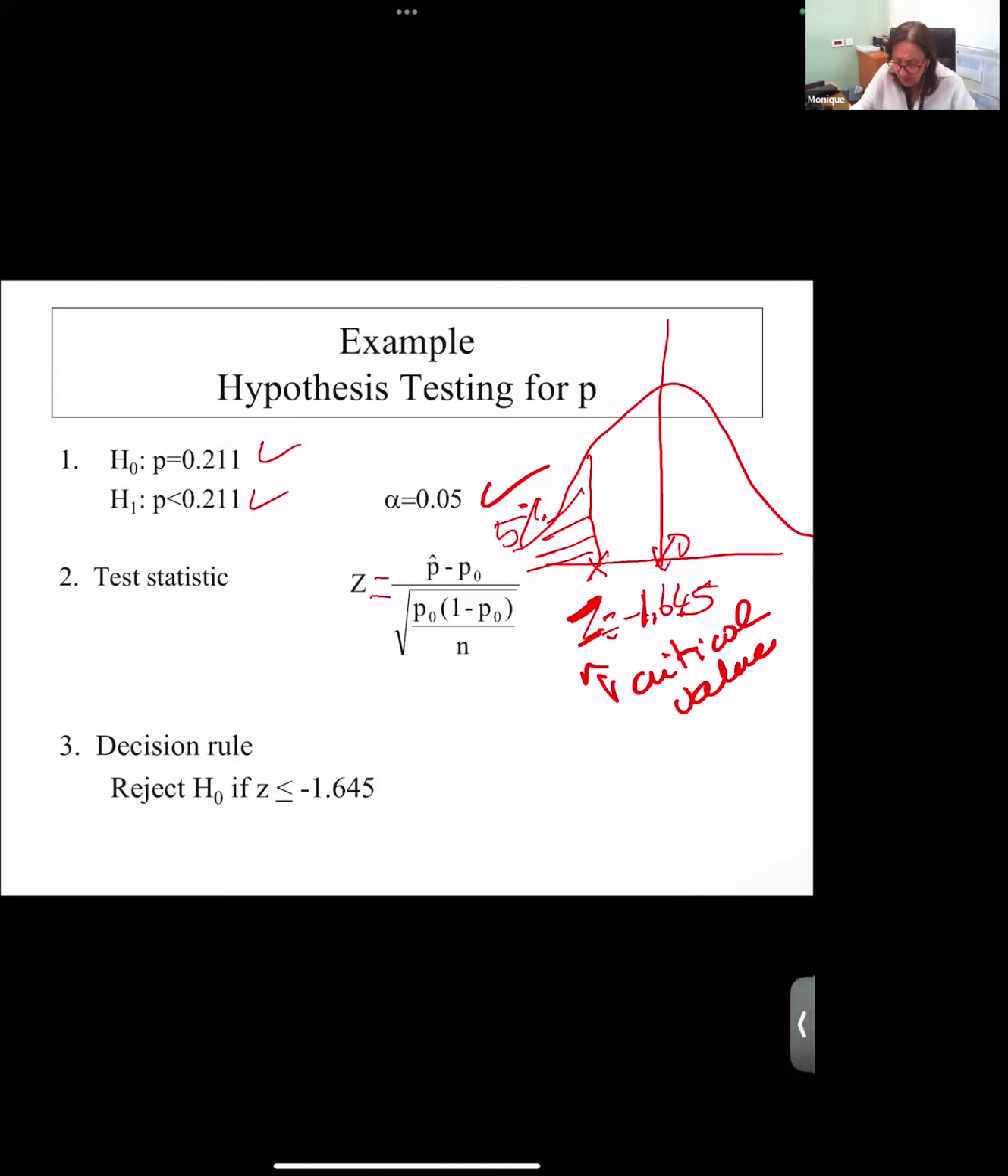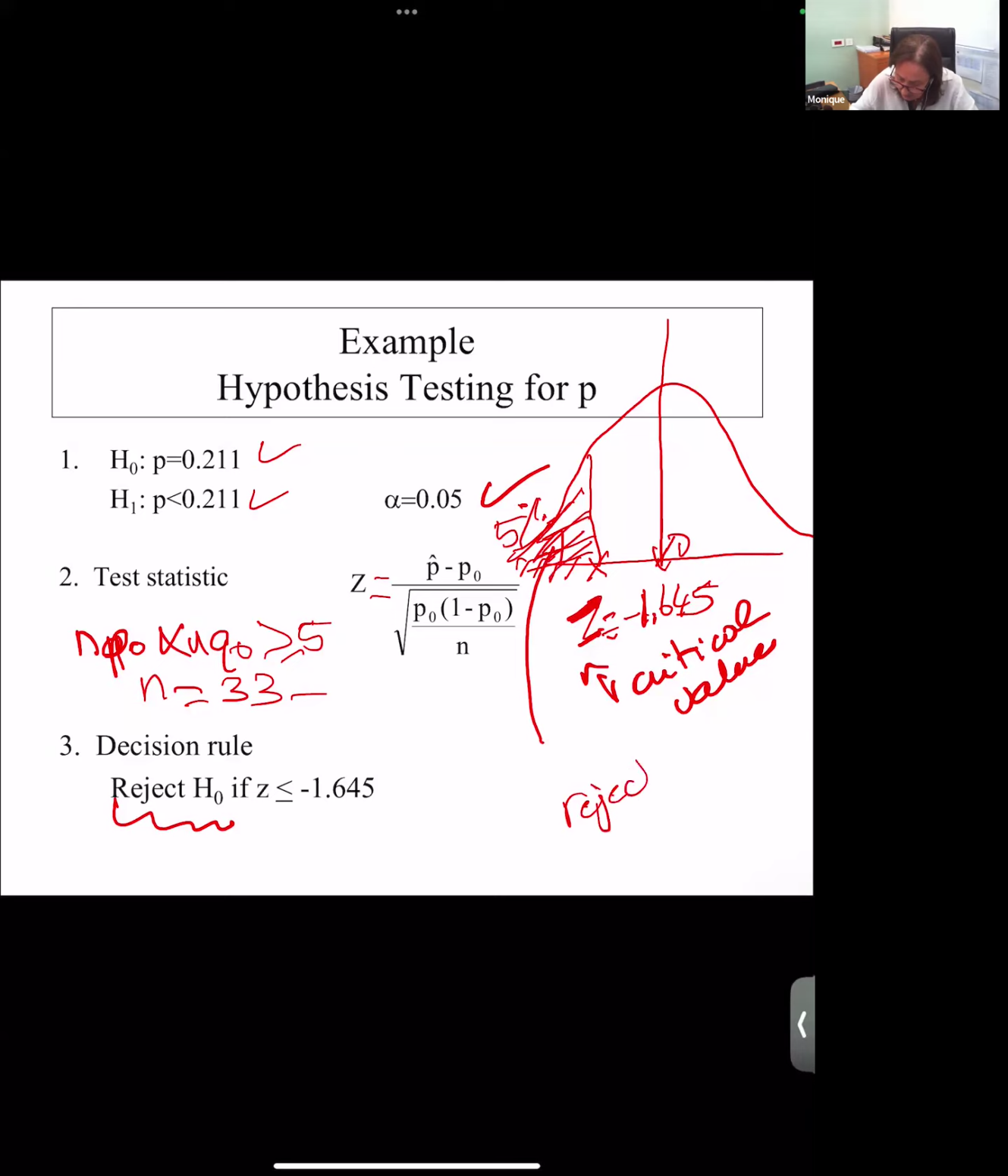Now I collected the data, I have to transform my P into a Z value. Of course, you have to check that NP0 and NQ0 are greater or equal to 5, and they are, since N is 3,300 something. So what is the decision rule? Reject H0 if the Z is somewhere here. This is my rejection area.